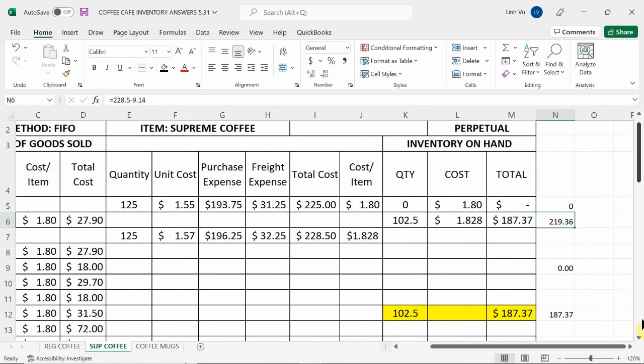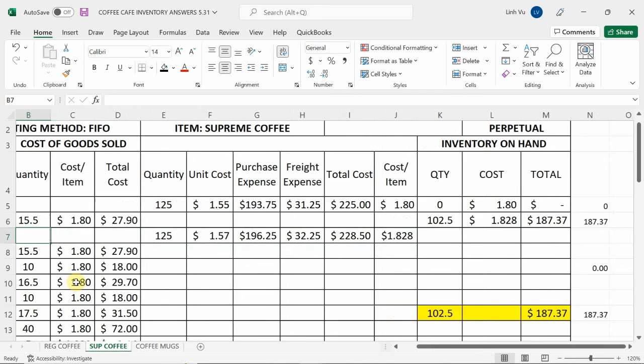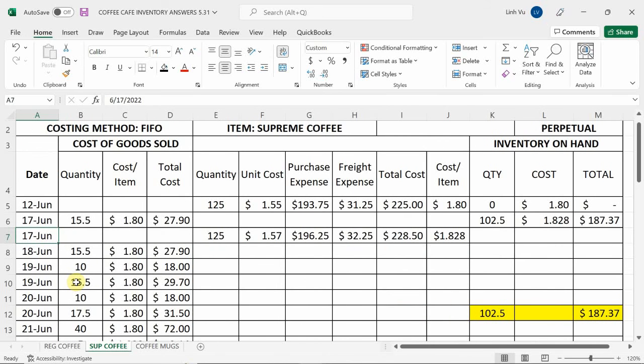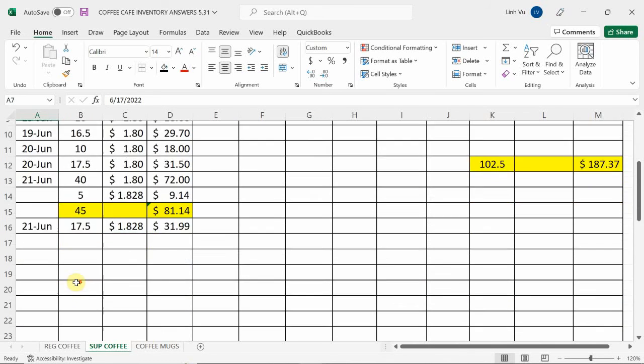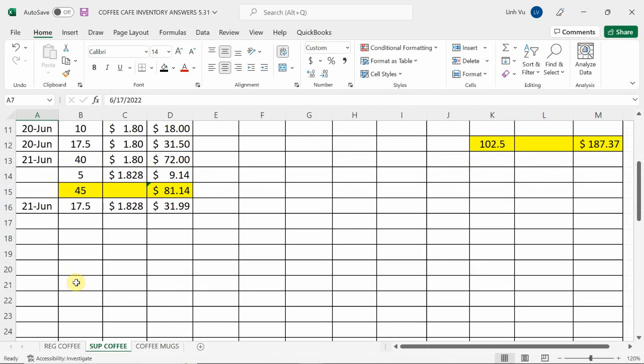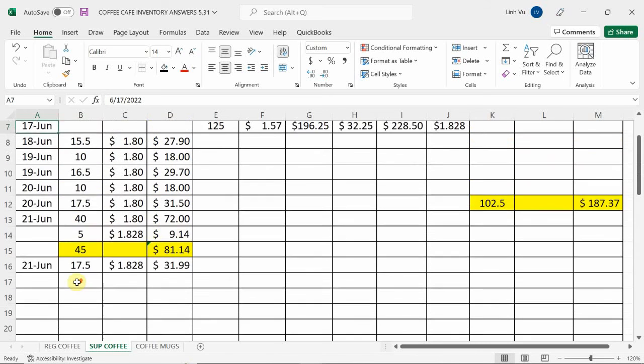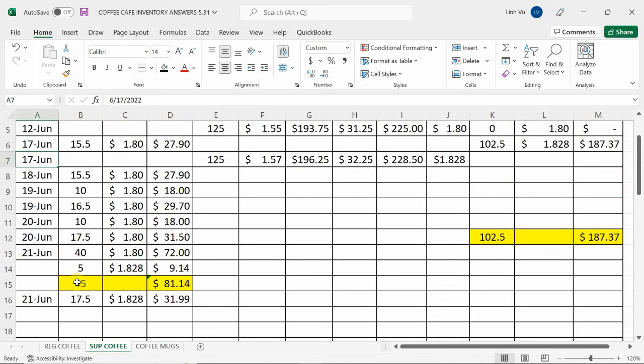So 219.36 minus, how much was it? 31.99. You should get 187.37. So good, excellent. So 187.37 with 102 and a half pounds left. So again, you guys are running very, very low on inventory. Not super low, but it's definitely probably time to order some more. Okay.